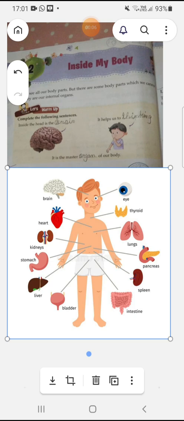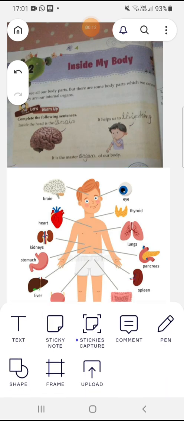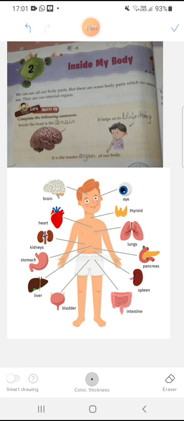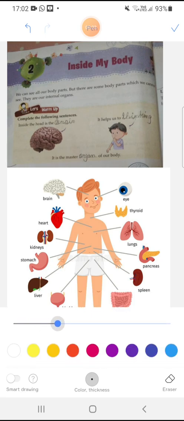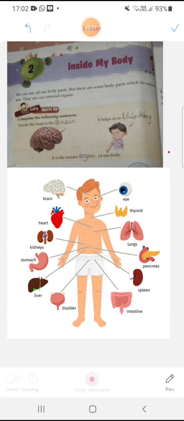Today we are going to learn the chapter Inside My Body, from your active learning book, that is the EVS book. So let us see what is there in this chapter. Inside My Body is the name of the chapter.